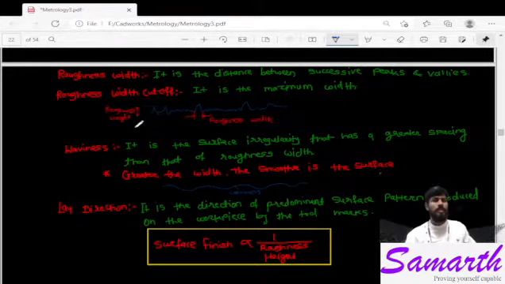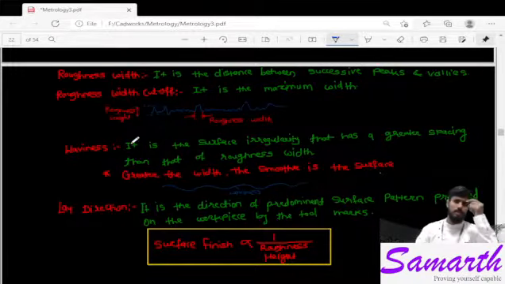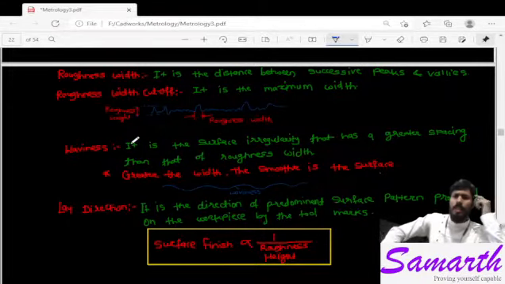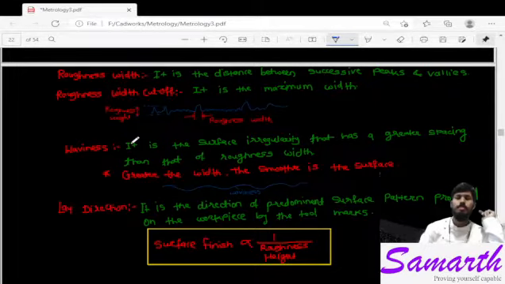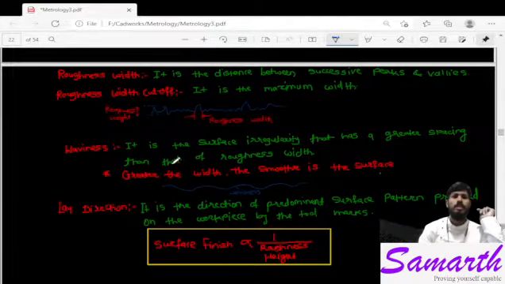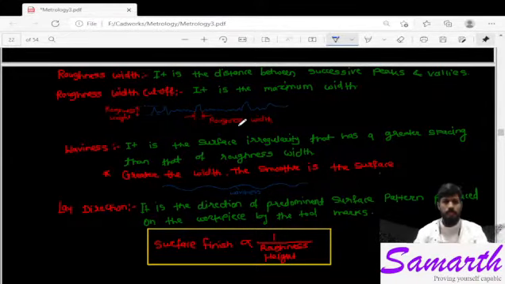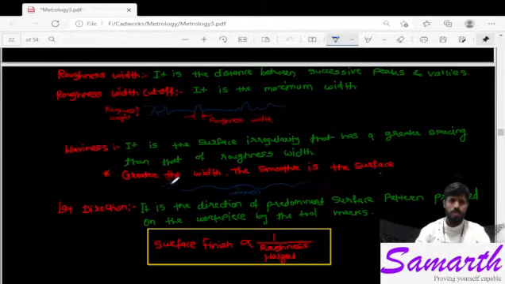So waviness is the surface irregularity that has a greater spacing, spacing is also known as width, than that of the roughness width. If there is an irregularity with a greater width than the roughness width, then such a portion is called waviness. Here you can see, if the width is increased, we can say that the surface has waviness.